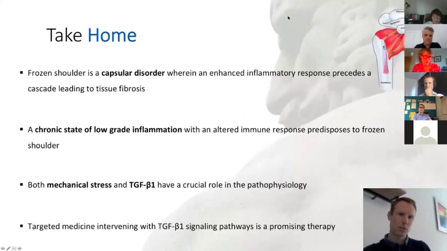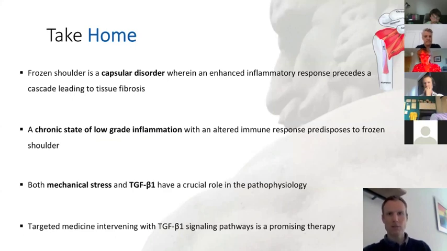So my take-home message for today. I know it's a difficult subject because these proteins and these signaling pathways and these cells, that's not something that we deal with in our everyday practice. But I hope I've just given you a little bit more insight in the pathophysiological process of frozen shoulder.